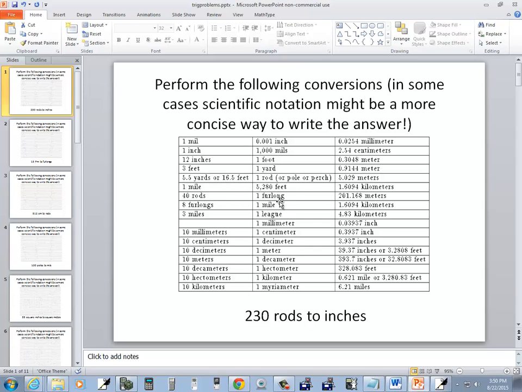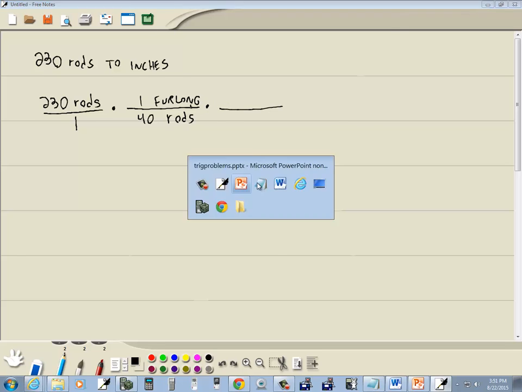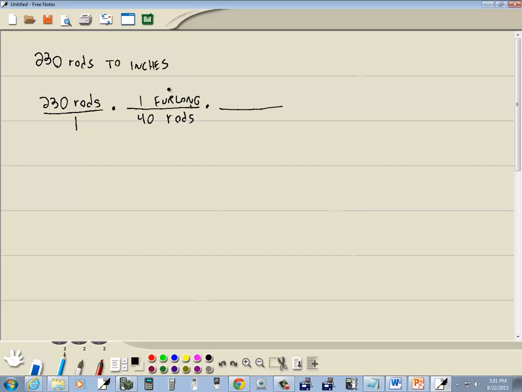40 rods is equal to 1 furlong is equal to meters. Okay, that doesn't seem to help me too much. Might be the only thing we have to work with, though. I don't see any rods anywhere else up here, so I guess that's what I have to work with. So I can take 40 rods and change it to 1 furlong. Double check that. Okay, 40 rods, 1 furlong. So now I have furlong here, so I have to put furlong down here.